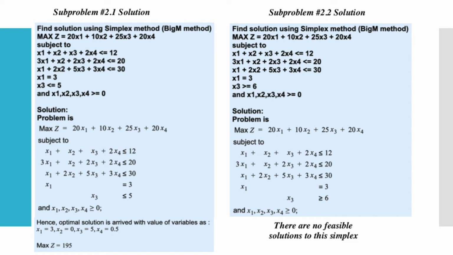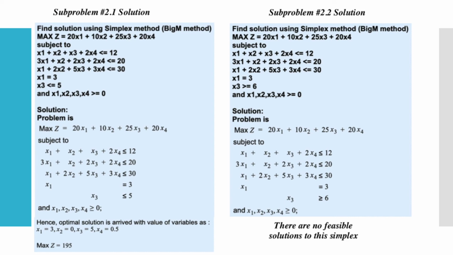However, if x3 is less than or equal to 5, it works out perfectly, and we have a feasible solution that satisfies all integer value requirements as well as all constraints and conditions, leading us to our final answer of z equal to 195 with x1 equal to 3, x2 equal to 0, x3 equal to 5, and x4 equal to 0.5.